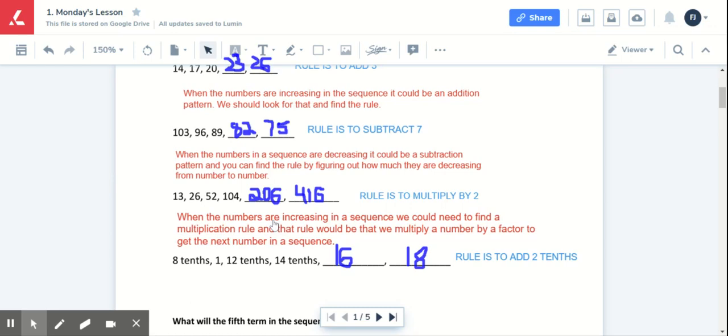I want you to pause the video and write down this note: when we notice that the numbers are increasing in a sequence, we could need to find a multiplication rule, and that rule would be that we multiply a number by a factor to get the next number in the sequence.